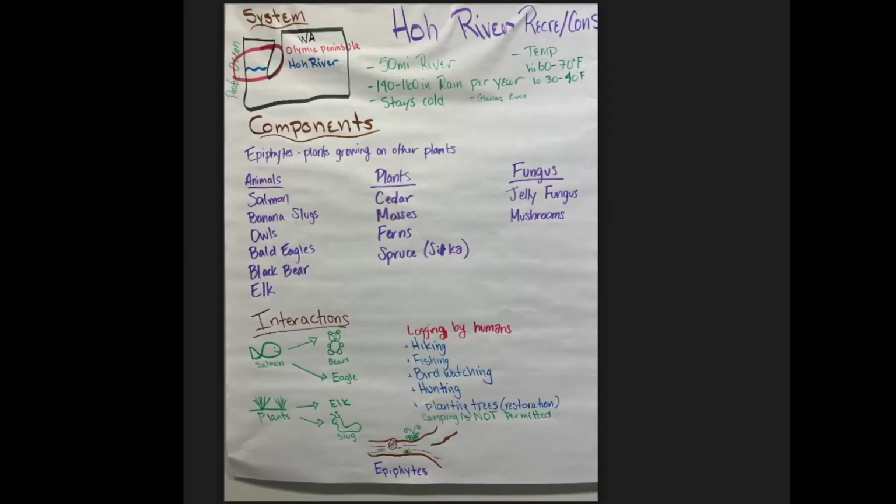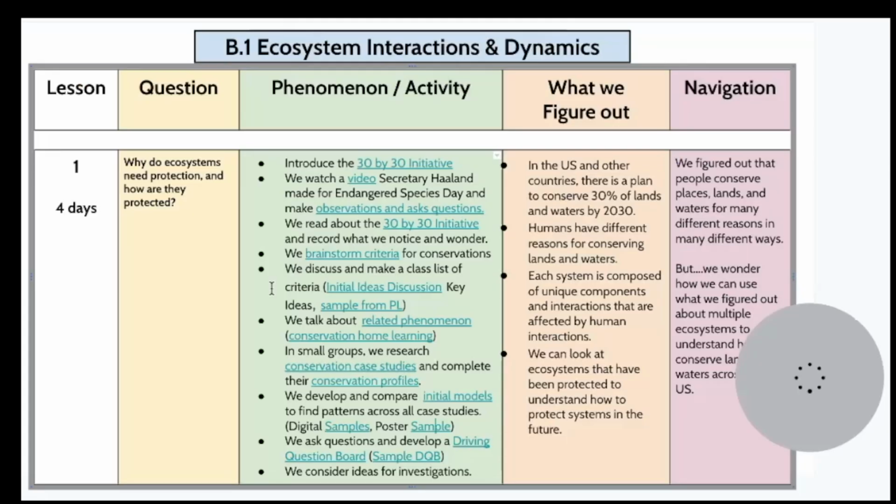So here's one from a PL event. They just kind of listed some components, interactions, and some systems here. So it doesn't matter how you do it. I've seen some people do it by 11.5 paper as well.